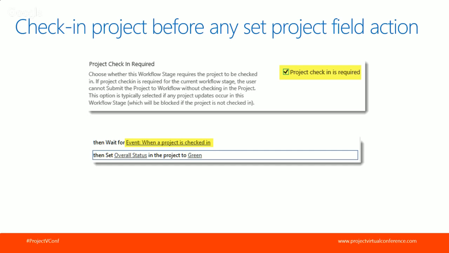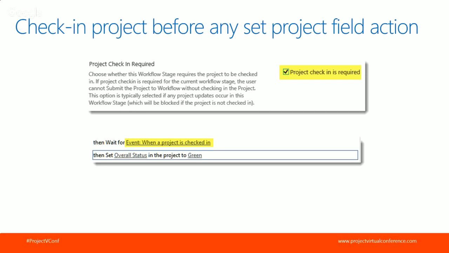Okay, another common need is the ability to set project fields. To set a project field in the workflow, you need to make sure the project is checked in. So the workflow is not able to modify any of your project fields if the project is checked out. So there's two ways to do that. The first way I show at the top here is within the stage configuration in the Project Web App, you can set an option called check-in is required. So if you go into that stage configuration, you'll see it at the bottom.